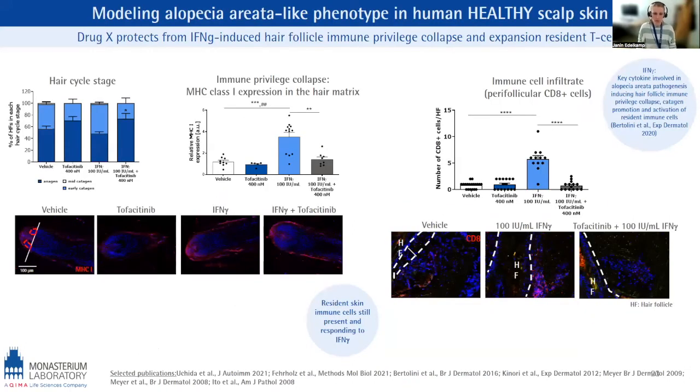The scalp skin is also rich in resident immune cells. So here, if we want to model inflammatory diseases, we can treat with the right cocktail, also interferon gamma in this case, for example, to induce immune privilege collapse, but we can also even see the infiltration of the resident immune cells to the hair follicle. And then in this case, we use tofacitinib as a drug to show that this effect can be reversed.